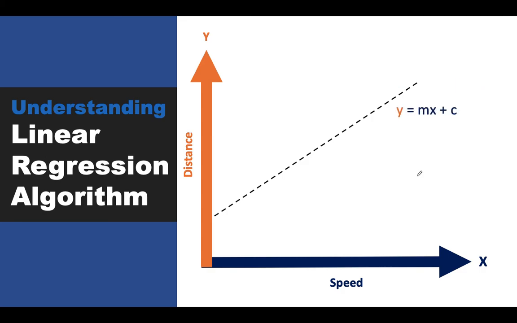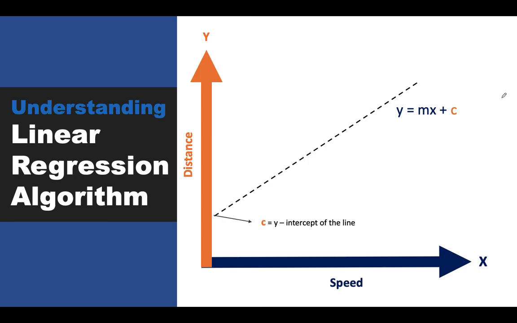Similarly, let's take y equals mx plus c, because we know the straight line equation is y equals mx plus c. This y is the thing you want to predict, that is your distance traveled. The x here is the speed of the vehicle, and m is the positive slope of the line. That is y equals mx plus c, and c is nothing but the y intercept of the line.